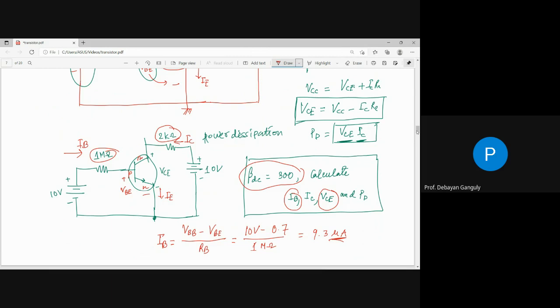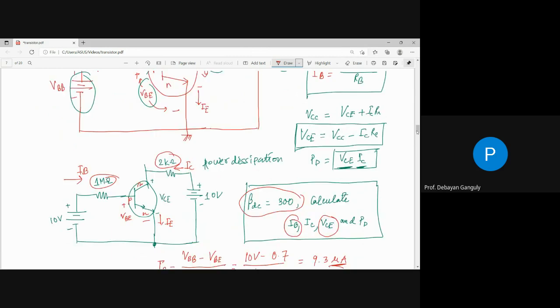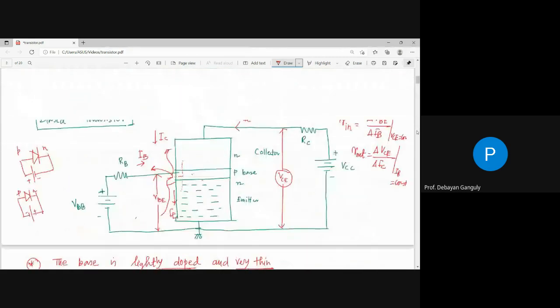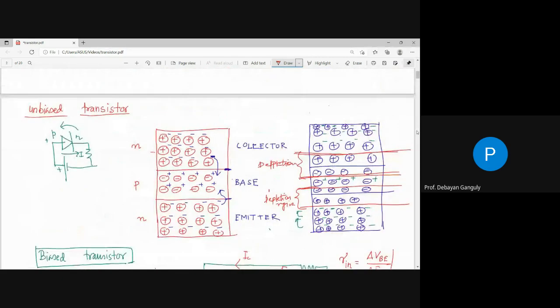And when it crosses 0.7 volt, you will get the current, because until and unless there is a depletion region, we already know that. There is some depletion region forming, and across the depletion region there is some barrier potential, nearly 0.7 volt. Until the input voltage is greater than 0.7 volt, you will not get any current.